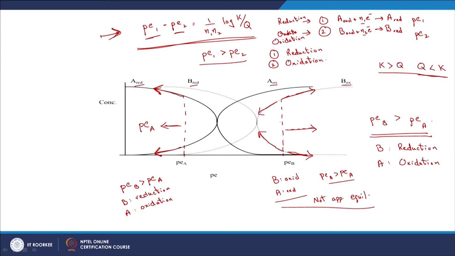So what does that mean? PE of B is going to travel in this direction, and with respect to A it is going to be oxidation. So the reduced form of A concentration will decrease and the oxidized form of A concentration is going to increase, in this manner. What does that mean? PEA is going to shift towards the right. So in this particular case, for PEB greater than PEA, when we consider B going through as reduction and A as oxidation, you see that the system approaches equilibrium. So that is what goes through.